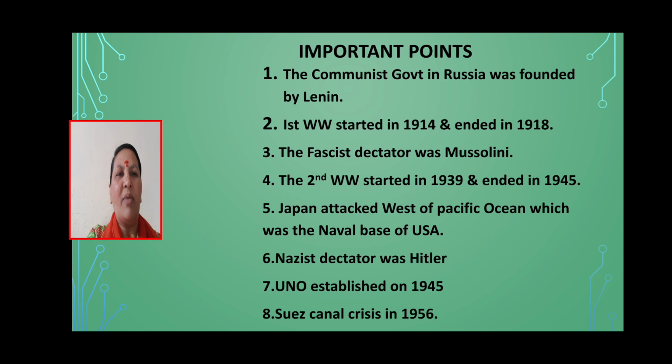Then coming to the important points: first, the communist government in Russia was founded by Lenin. Second, the First World War started in 1914 and ended in 1918. Third, the fascist dictator was Mussolini. Fourth, the Second World War started in 1939 and ended in 1945.